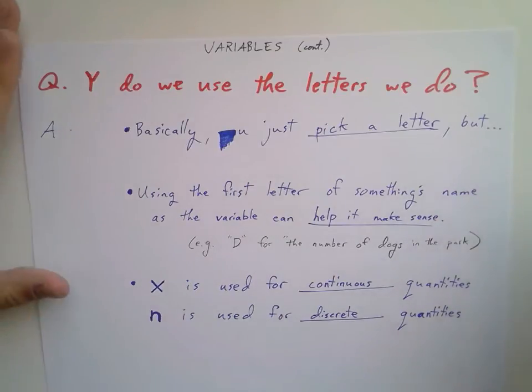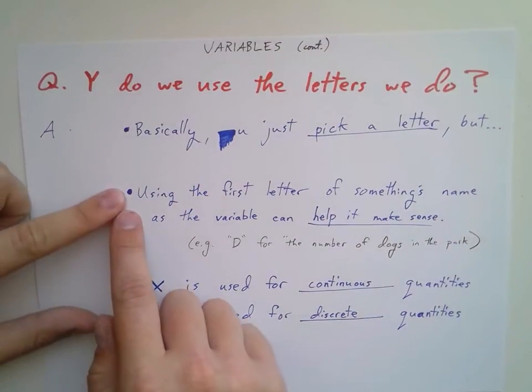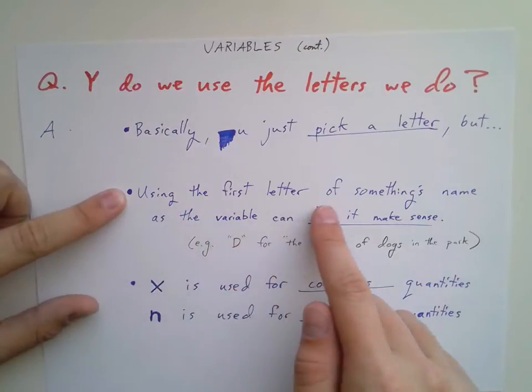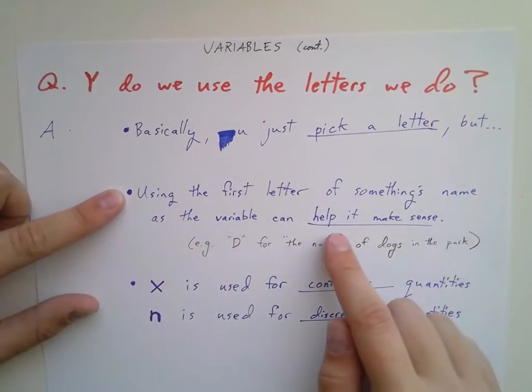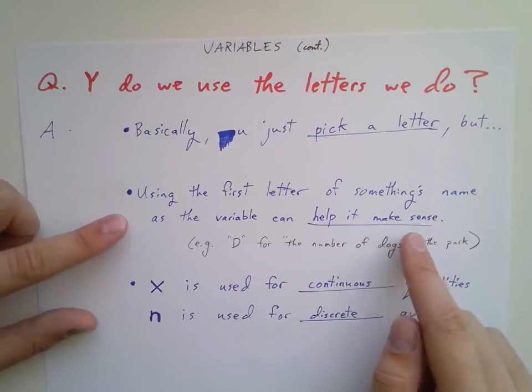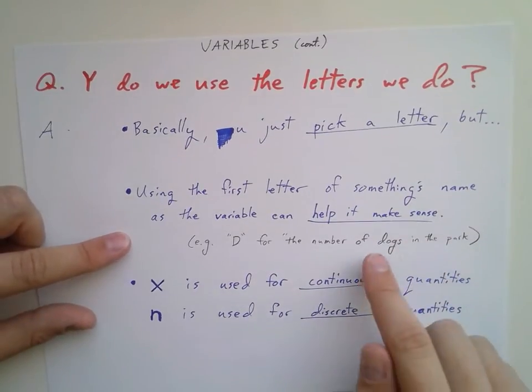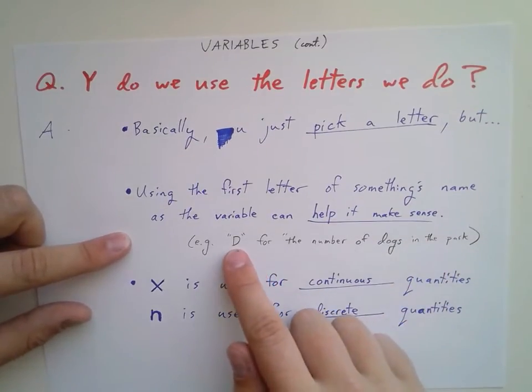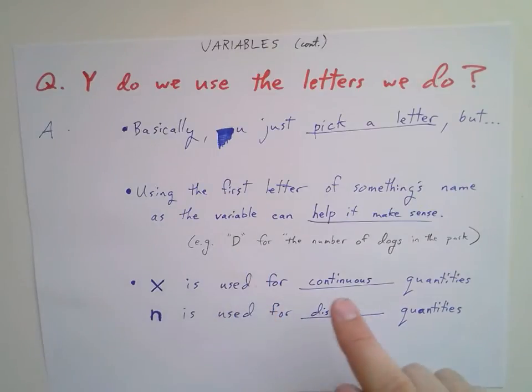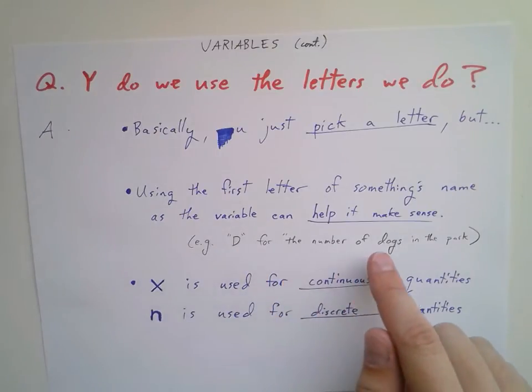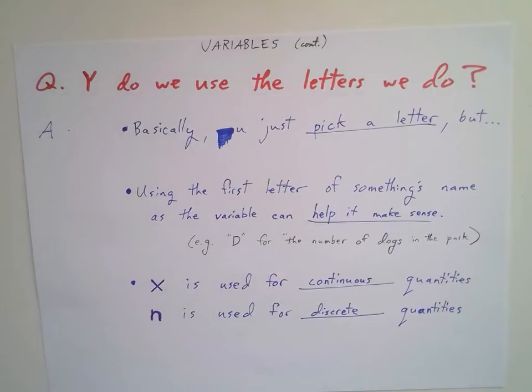But using the first letter of something's name can help it make more sense. So, like the last thing I wrote, D for dogs. So D in an equation could represent, for instance, the number of dogs in the park, and it makes sense because dog starts with D.